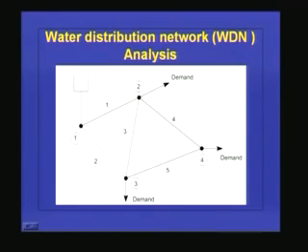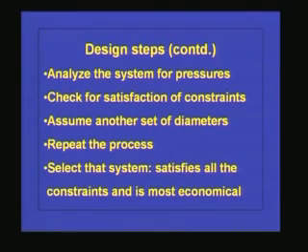Here I talked only about the diameters. Like I said, select the system that satisfies all the constraints and is most economical. Here I have not talked about the design of the layout itself. At the outer level, there could be many layouts which are possible, which can supply the water and which are reliable. Then which layout would you choose? So that is the outer loop in your design procedure.